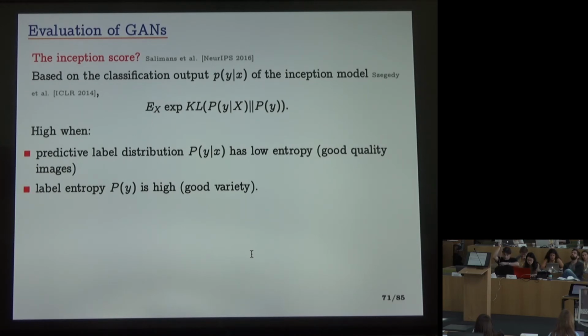So the two things that I want to enforce are that I need to be confident about the label of my pictures, and I need to generate pictures from all the image classes. That is what the Inception Score satisfies. So it's actually a good idea.